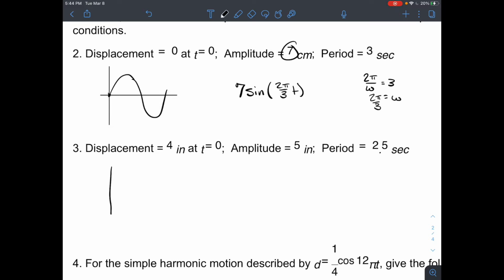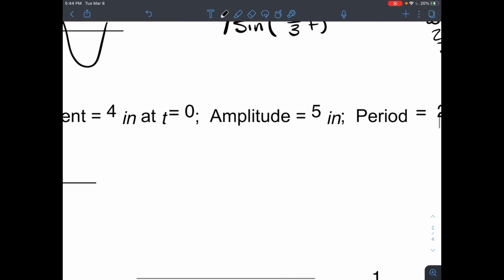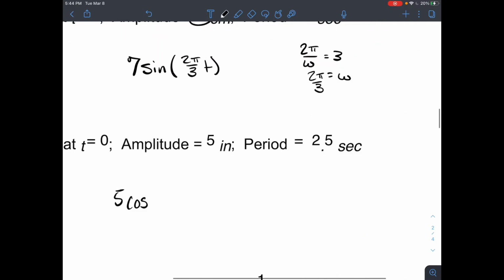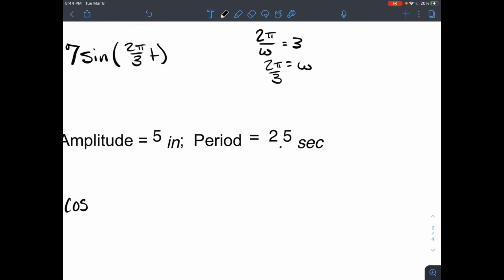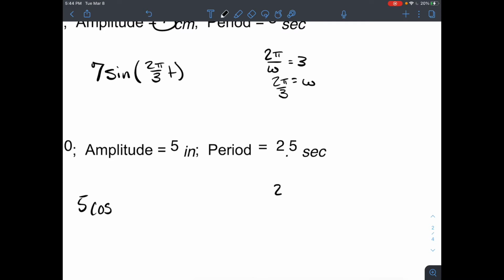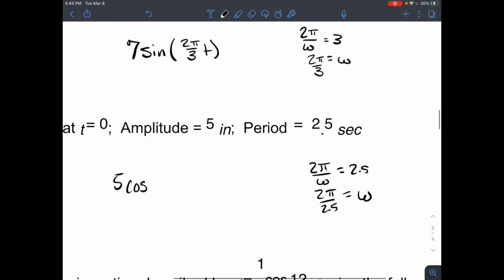But note that at this time our displacement is 4. So it's going to start like that. So we're going to be using cosine. Our amplitude is 5, and our period this time is 2.5. So it's the same exact thing. 2 pi over omega is equal to 2.5. So 2 pi over 2.5 is equal to omega.